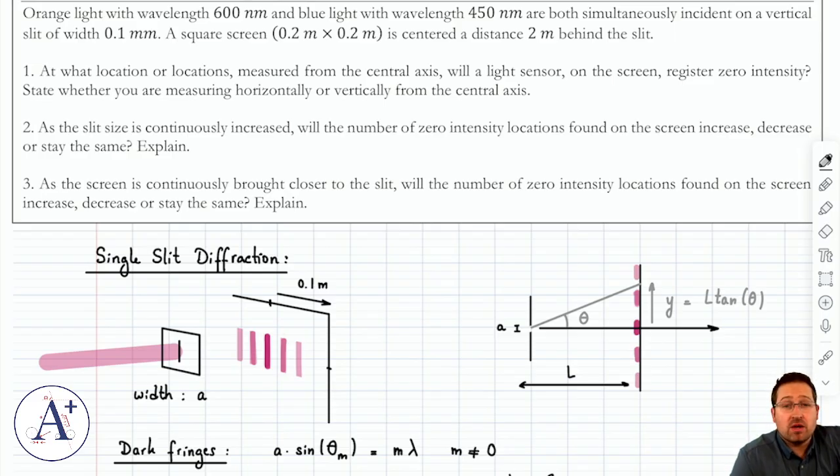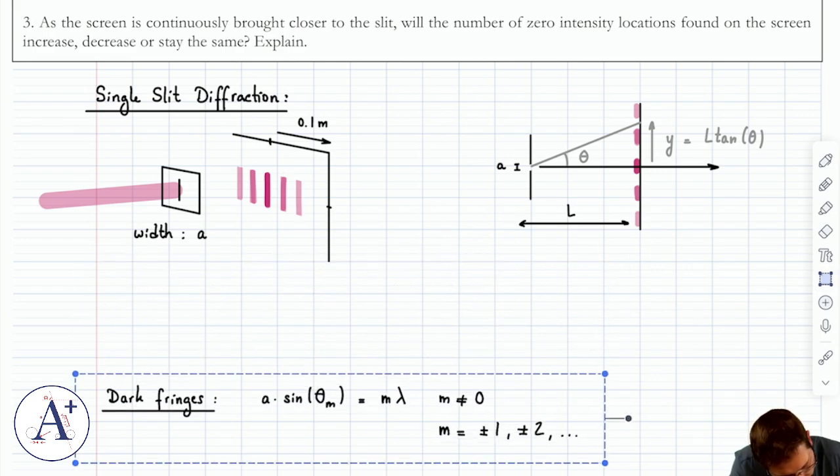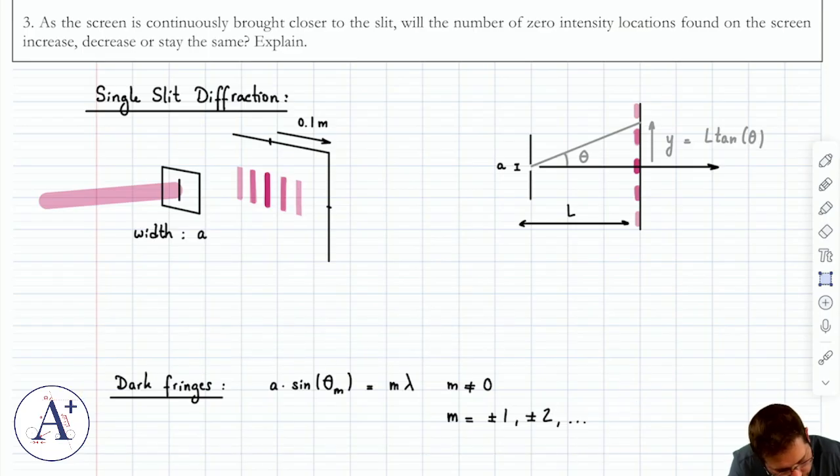Okay. At what location or locations measured from the central axis will a light sensor on the screen register zero intensity? In other words, where will you see dark fringes? State whether you are measuring horizontally or vertically from the central axis. Okay, so let's just start with this. You're shining light onto this slit. At the same time you're shining blue light, you're also shining orange light, fine. And you get this pattern on the screen that is going to spread out horizontally if the slit is vertical.